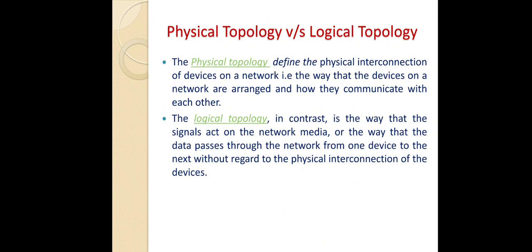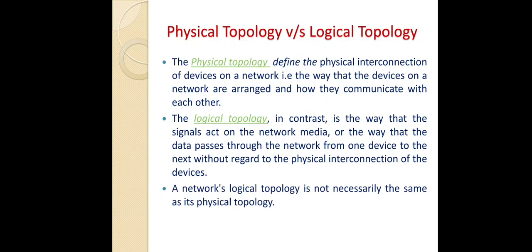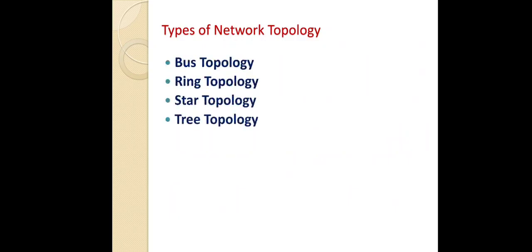While the logical topology, in contrast, is the way the signals act on the network media, or the way the data passes through the network from one device to the next, without regard to the physical interconnections of the devices. Or we can say a network's logical topology is not necessarily the same as its physical topology. Now, moving to the types of network topology, we have bus topology, ring topology, star topology, tree topology, and mesh topology. Finally, we have hybrid topology.